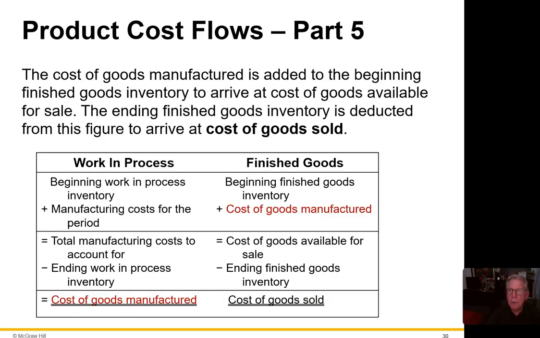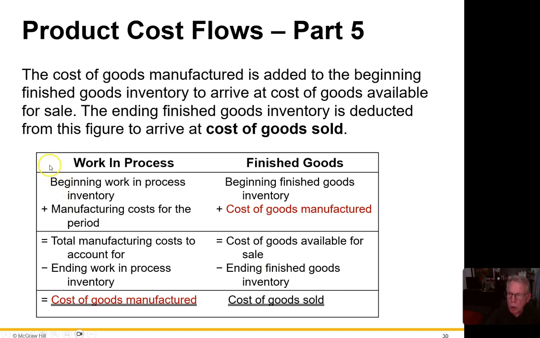Okay, now the cost of goods manufactured is then added to the beginning finished goods inventory to arrive at cost of goods available for sale. So we start here with beginning finished goods inventory. We add the cost of goods manufactured that we just did in the previous slide, and then that gives us the cost of goods available for sale. That's the cost of finished goods available for sale. We back out the ending finished goods inventory, and that tells us the cost of goods sold.